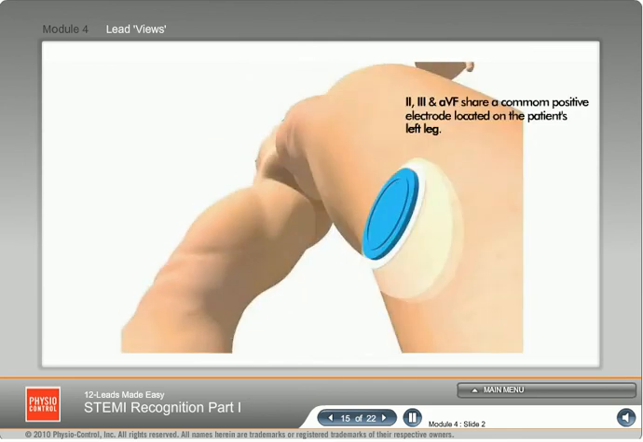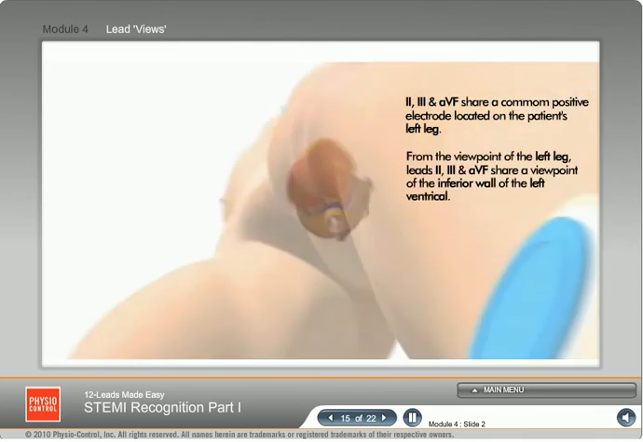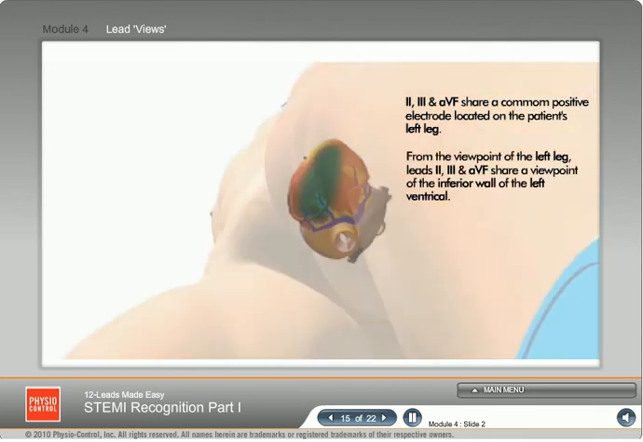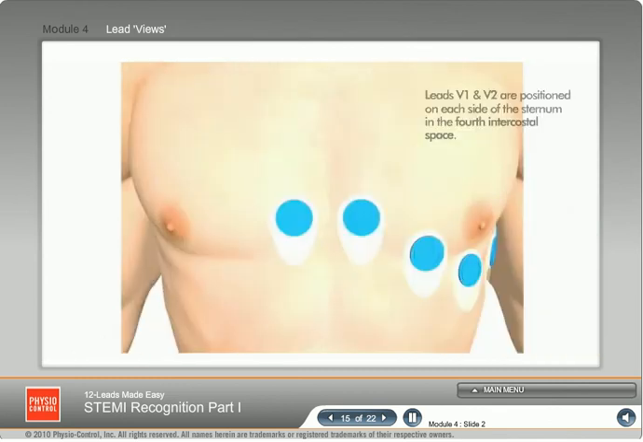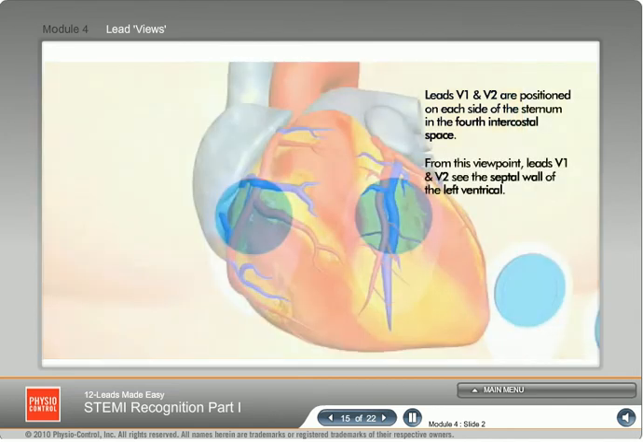Leads 2, 3, and aVF share a common positive electrode in the left leg. From that perspective, leads 2, 3, and aVF view the inferior wall of the left ventricle. V1 and V2 are positioned in the fourth intercostal space, one on each side of the sternum. From that location, V1 and V2 see the septum.